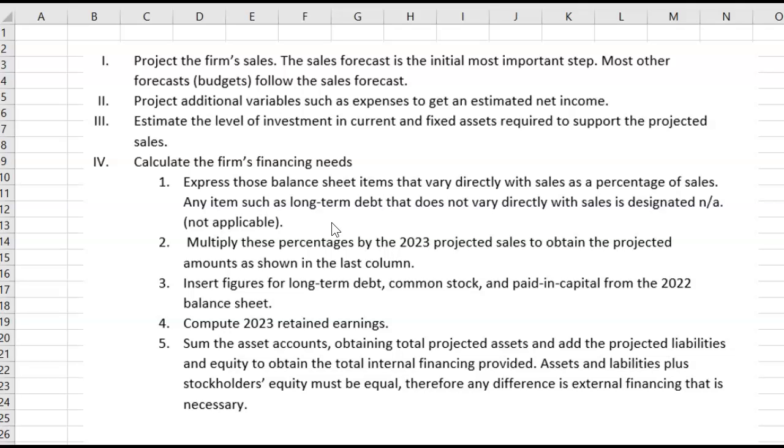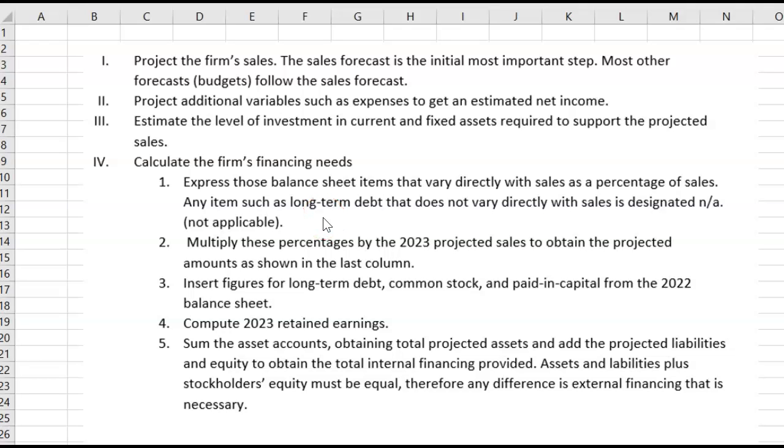So the first thing we do when we're trying to create pro forma financials is that we project what our sales are going to be. In our example, we're assuming that the company's already gone through that and they forecast or budgeted what their sales are going to be. Step 2 is looking at additional variables such as expenses, because basically we want to be able to get to net income. So again, we're going to assume that the company's already gone through all the steps to get a forecasted net income statement.